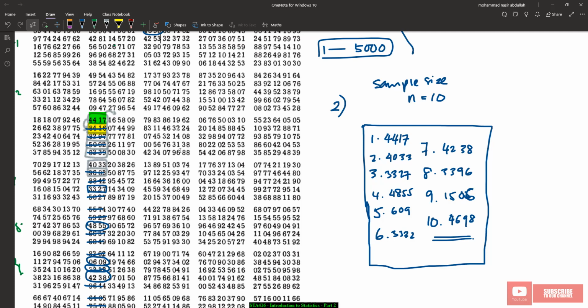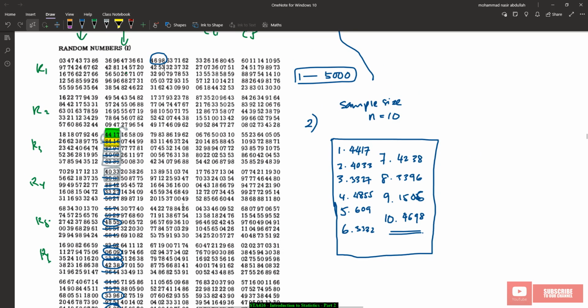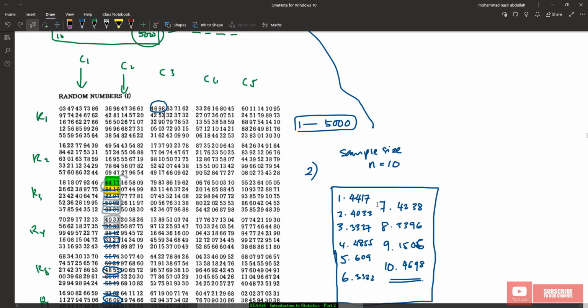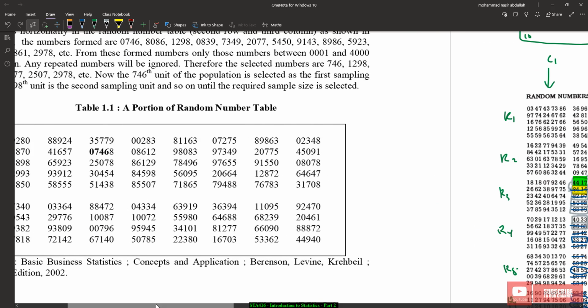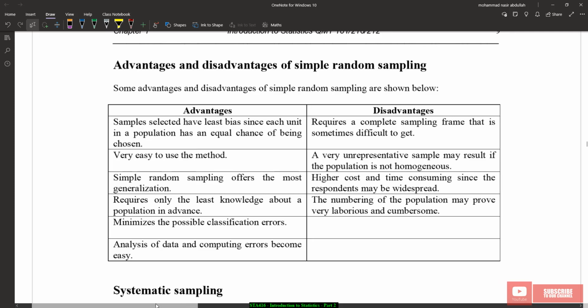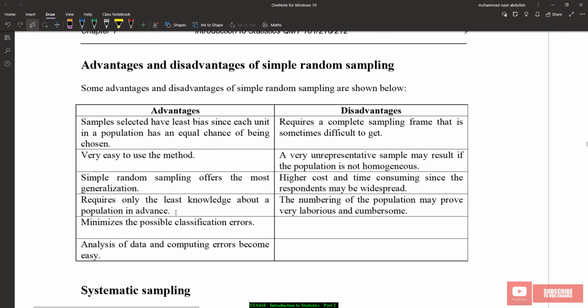So this is how we select a sample unit to our sample size. Alright, any questions so far? So I hope you understand. So this is what we call as a simple random sampling. The process we select a sample unit to our sample. Right? Okay. Now we move to the next sampling method. So the advantage and disadvantage you can read by yourself. I already post the advantage and disadvantage on my podcast, so you can listen to my podcast.